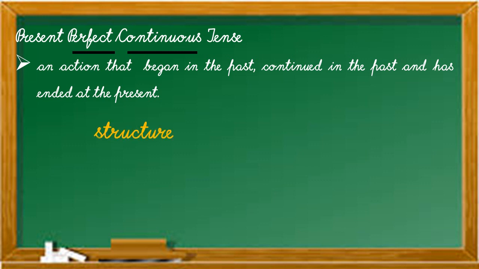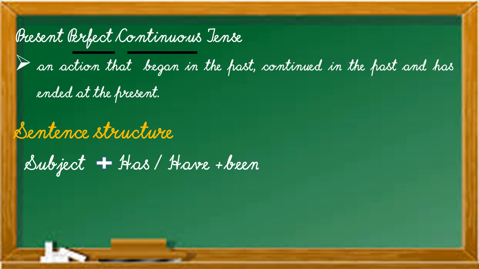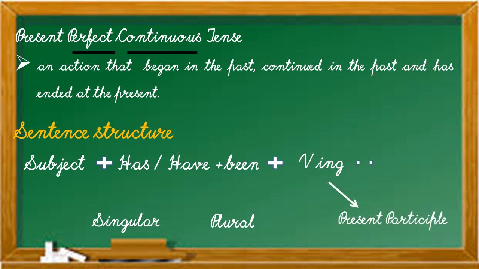Sentence structure: subject plus has or have plus been. Has is used for singular and have is used for plural. Plus verb in ing form. Here use ing to the base form. Plus object. So the sentence structure is subject plus has or have been plus verb plus ing plus object.